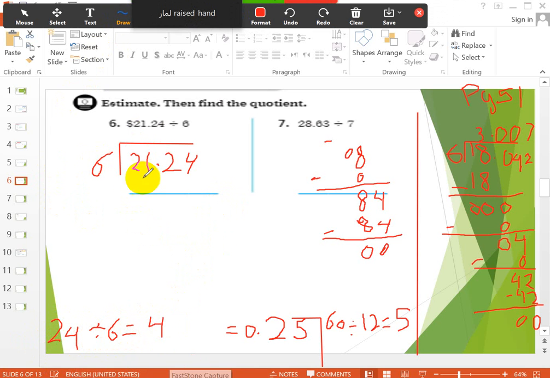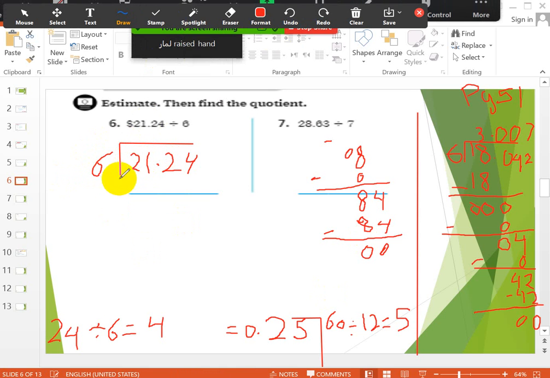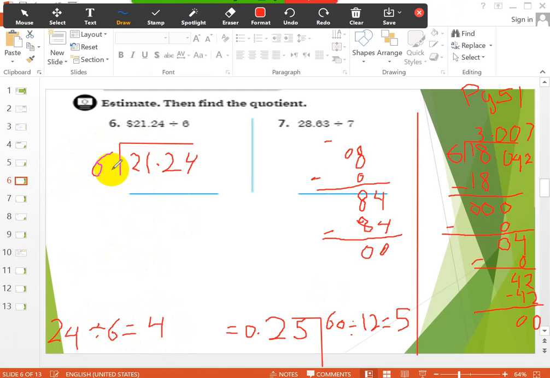So I will start the division. 21 divided by 6. Which number will I multiply with 6? The answer will be close to 21. I think I can use 4 here. Why? Because 4 multiplied by 6 equals 24, and 24 is larger than 21. So I can't subtract it from 21. So I will use 3. 3 multiplied by 6 equals 18. Now I will subtract 21 minus 18.